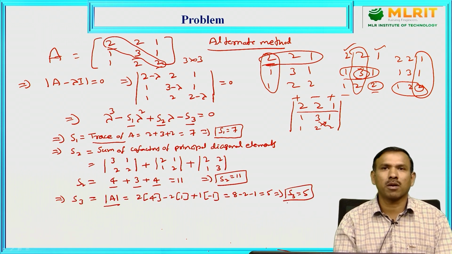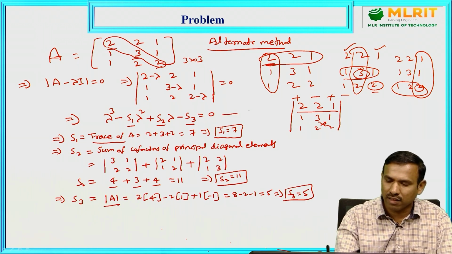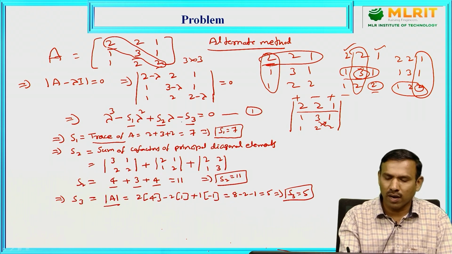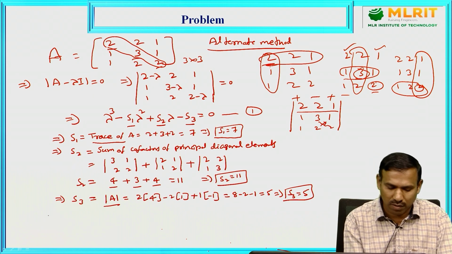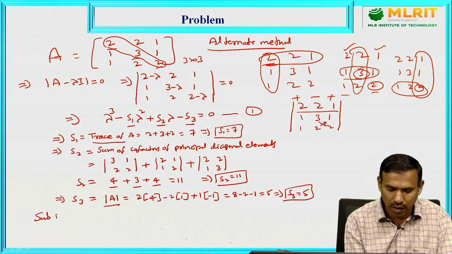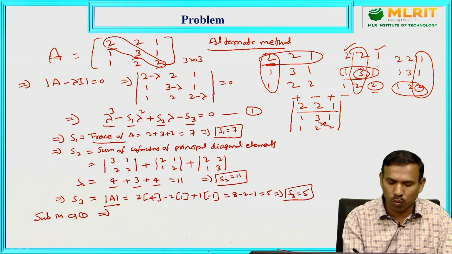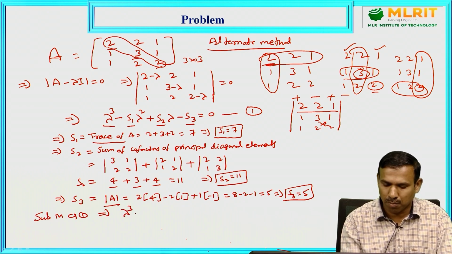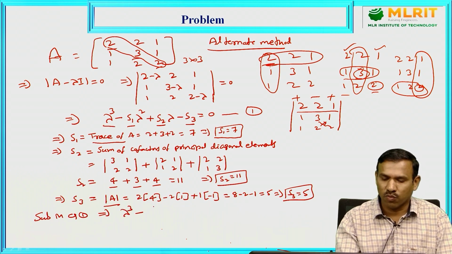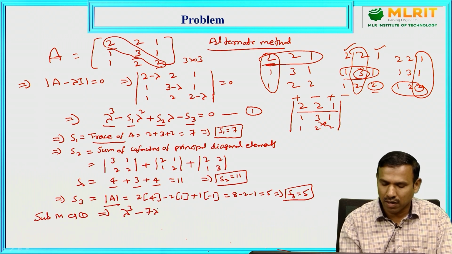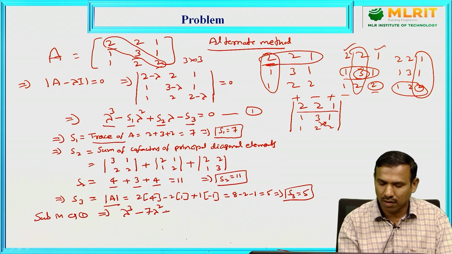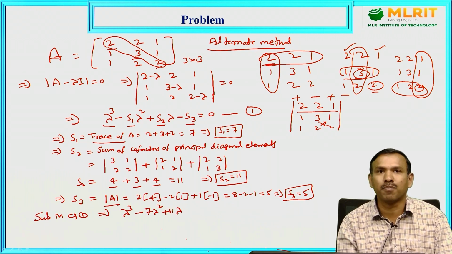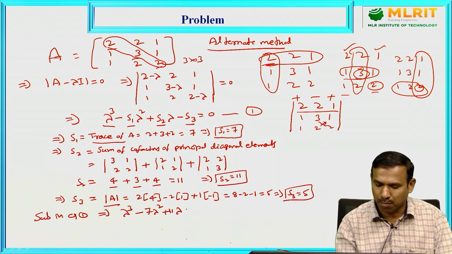If we have a determinant required, this is called equation 1. So S1, S2, S3, we have determined all three coefficients. Substitute in equation 1. What is equation 1? Lambda cube as it is, minus S1, S1 is 7, 7 lambda square, plus S2 lambda, S2 is 11, 11 lambda, minus S3, minus 5.